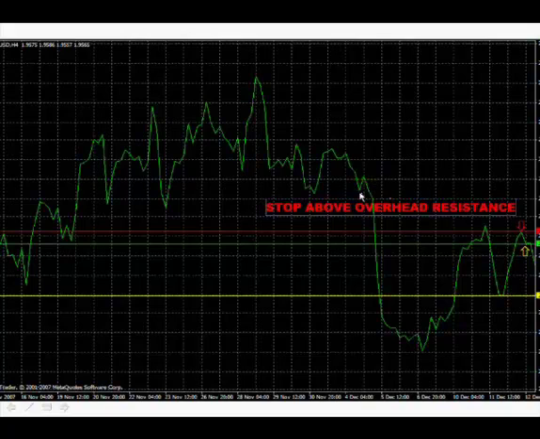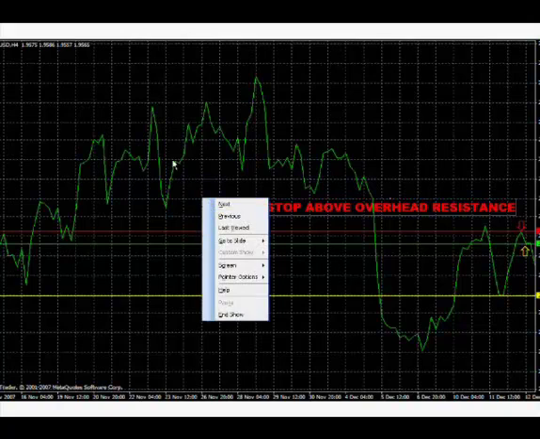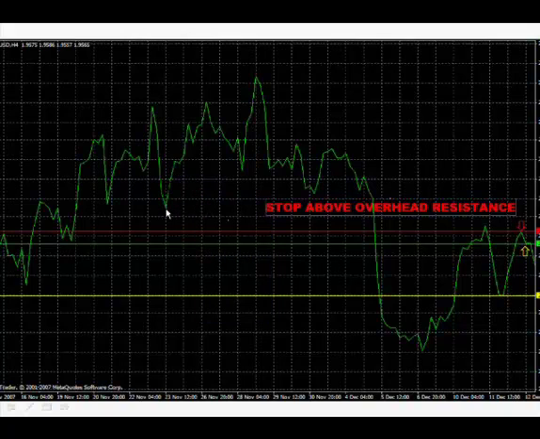Where would my target be? If I entered here, where is the next level of support? Well, the next level of support, when I look across, is going to be here. Now, I wouldn't place my profit target below here. I would place my profit target here, because this is the next level of support.